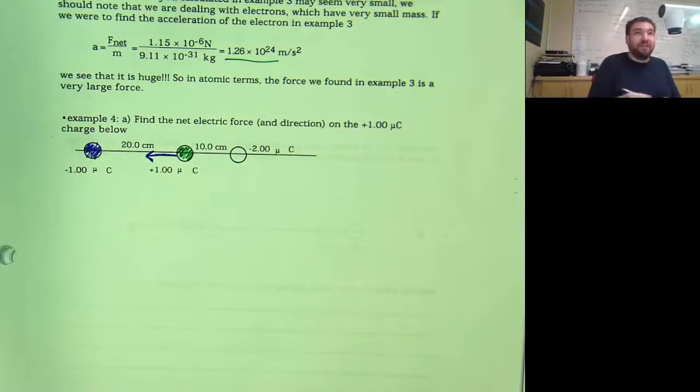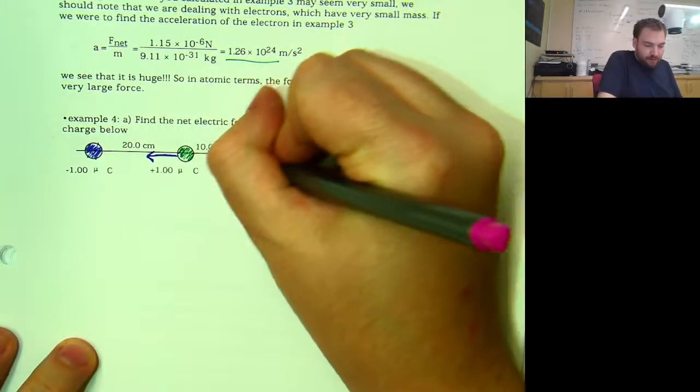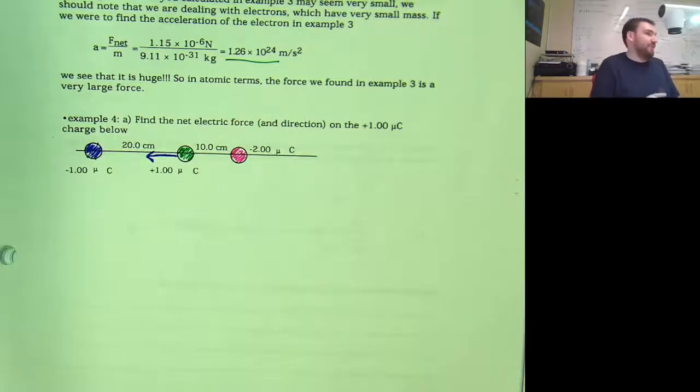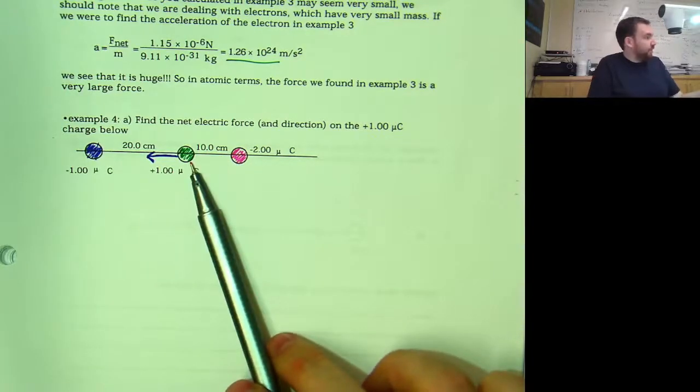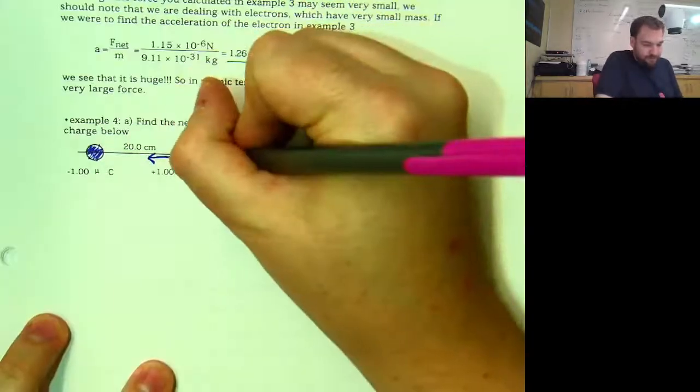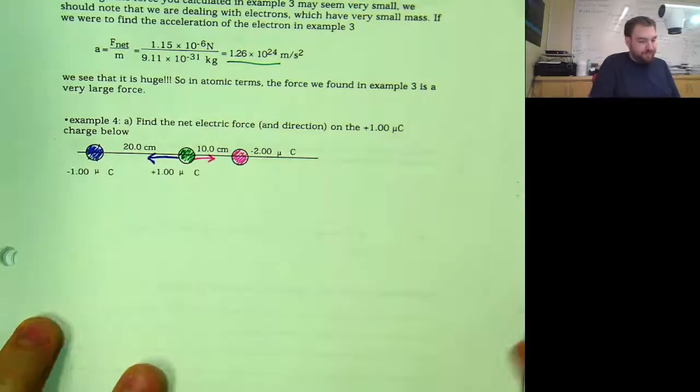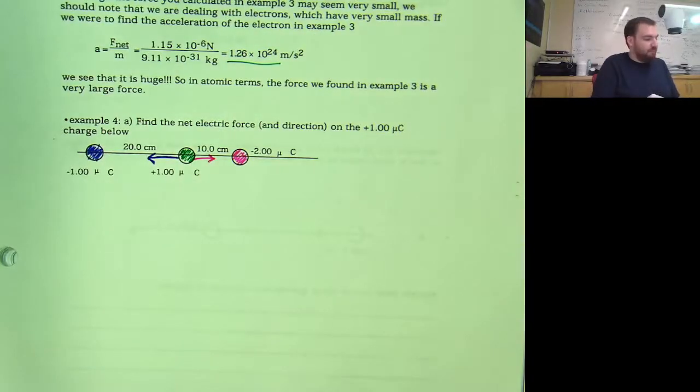And the force, I'm going to color the other guy in pink. Which way is that force going to go? Why is it going to the right? Because this guy's negative, this guy's positive, so he's trying to attract him. He's pulling him in, it's going to the right. Not drawn to scale. So let's find out what these forces are.